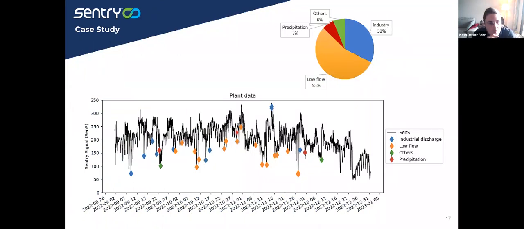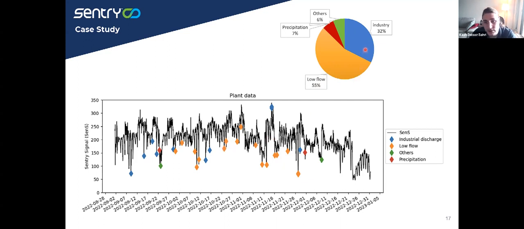Here is the general plant data. As you can see, there is no structure in the signal. We do have 4 different types of events happening in the plant. The main one was low flow events, making up 55% of total events, shown by the orange marker in the plot. Usually it appears as a drop in the sentry signal.